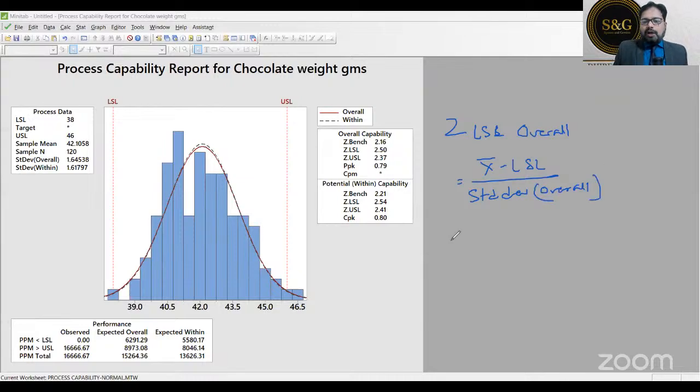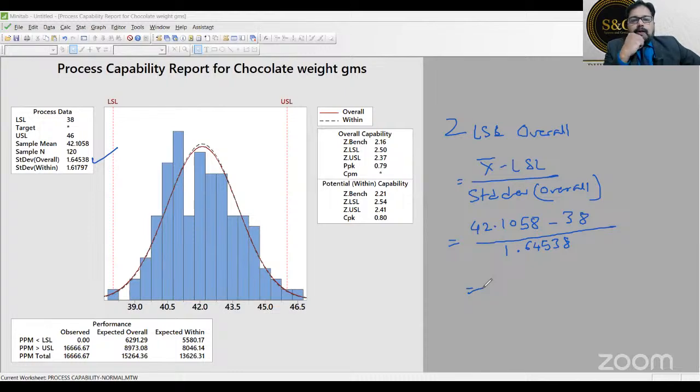Can you just put the formula quickly? X bar is what? 42.1058 minus LSL, which is 38, divided by the standard deviation overall, which is 1.64538. Can you just give me the answer in the chat quickly? I want everybody to calculate it once. Take a pen and calculate it once actually.